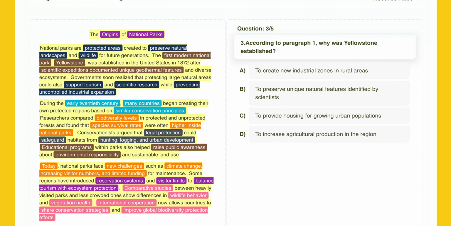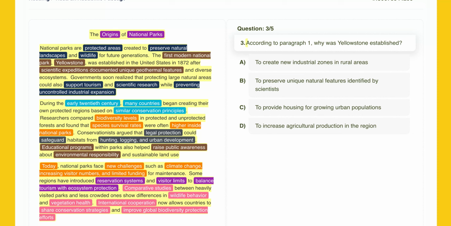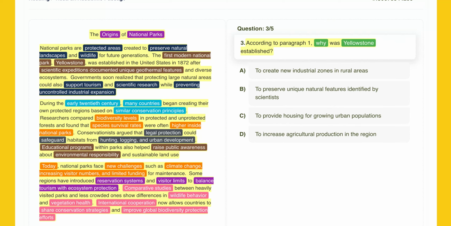Next, we have the third question. This is a factual information question, asking for specific details about Yellowstone. According to paragraph 1, why was Yellowstone established? The question asks why Yellowstone was established, according to paragraph 1. We need to find the sentence in paragraph 1 that mentions Yellowstone and the reason for its creation. That is sentence 2. Yellowstone was established after scientific expeditions documented unique geothermal features and diverse ecosystems.